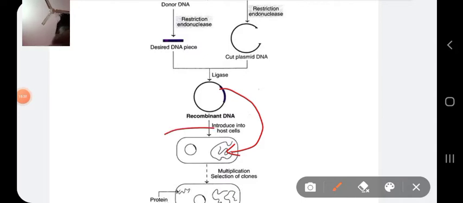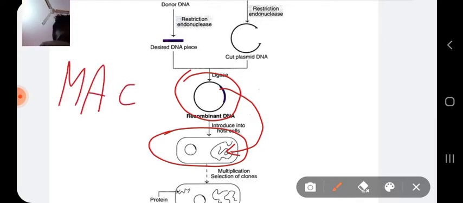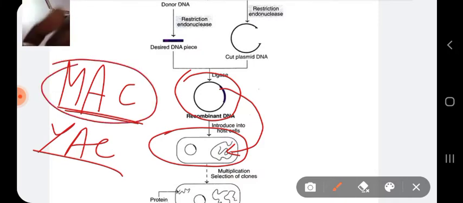Here the host cell has been shown as an E. coli cell. We can also introduce them into a mammalian cell. For that we need some modifications in this vector. That's why we create the mammalian artificial chromosome. We also create the yeast artificial chromosome, known as YAC, so that it can be expressed in the mammalian cell.